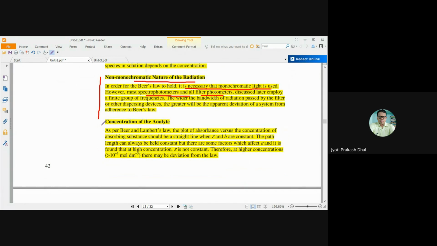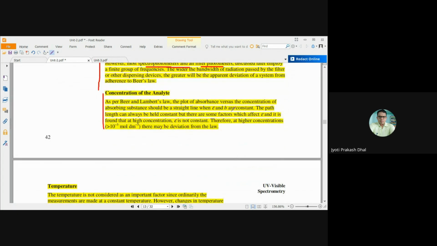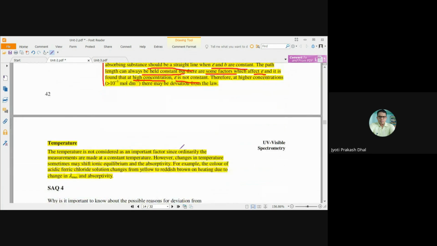Now coming to concentration of analyte. As per Beer's and Lambert's law, the plot of absorbance versus the concentration of the absorbing substance would be a straight line when epsilon and b are constant. The path length can always be held constant, but there are some factors which affect epsilon, and it is found that at high concentration epsilon is not constant. Therefore, at high concentration there may be deviation from the law.